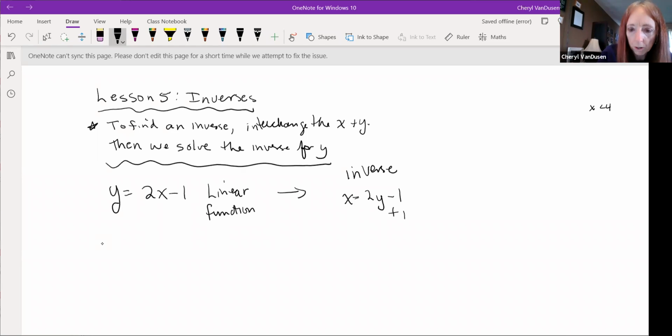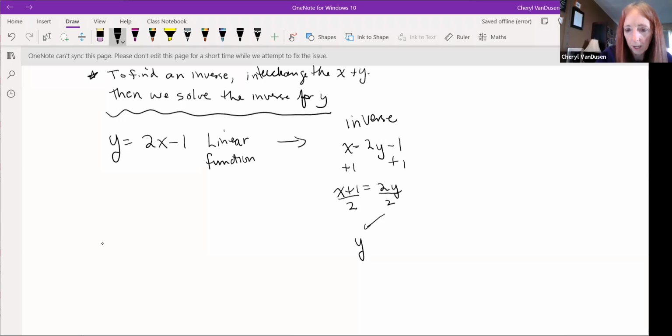So we would add 1 to both sides. So we get x plus 1 equals 2y. And then divide both sides by 2. Now I'm going to put the y on this side just because I like to have the y on this side. And you could rewrite this. You could have it as x plus 1 over 2, or you could also write it as 1/2 x plus 1/2 if you wanted to break it up. I'm not particular. If it's a multiple choice question, obviously if you come up with one of those answers, it'll be one of the options.